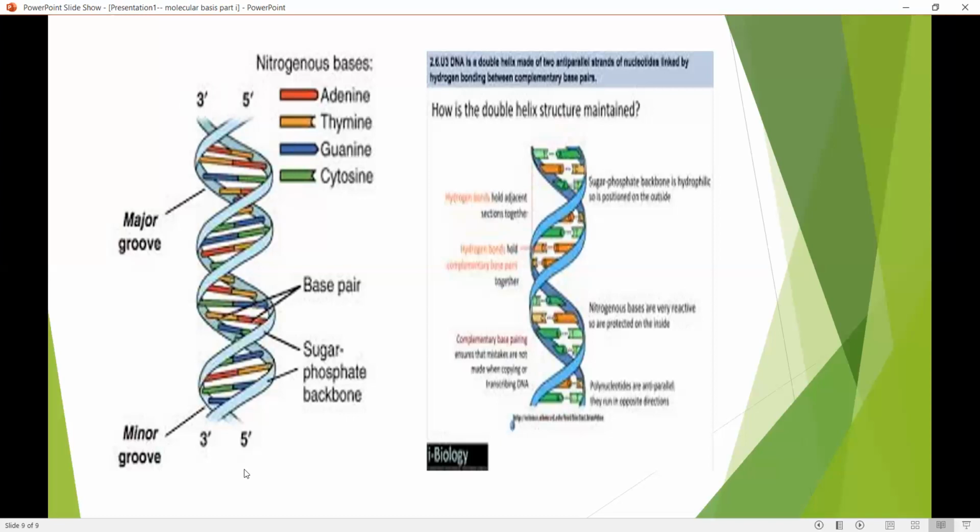And what type of sugar is found in DNA? That is deoxyribose sugar. Why is it called deoxyribose sugar? Because at the second position of the carbon, one oxygen is less, and its molecular formula is C5H10O4. And what are the nitrogenous bases found in DNA? That is A, T, C, and G. And what are the nucleosides found in DNA? Adenosine, guanosine, cytidine, and thymidine. And what are the nucleotides of DNA? dATP, dGTP, dCTP, and dTTP.